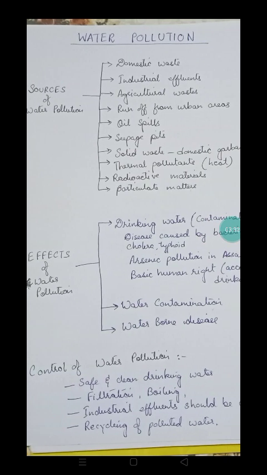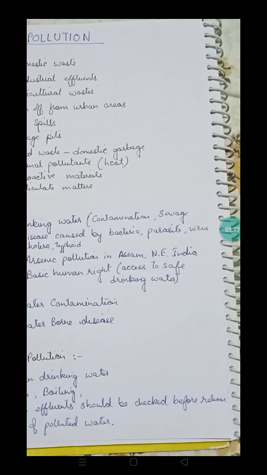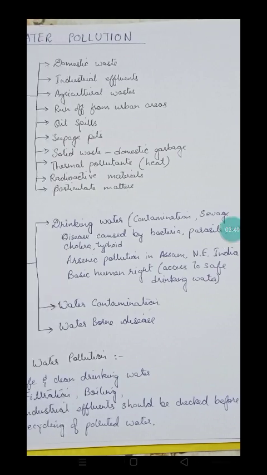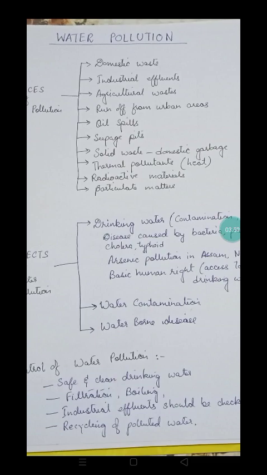Now how can we control water pollution? For safe and clean drinking water, we can filter the water or we can even boil the water. Industrial effluents should be properly checked before releasing them into the nearby water bodies. Then again, recycling of polluted water.